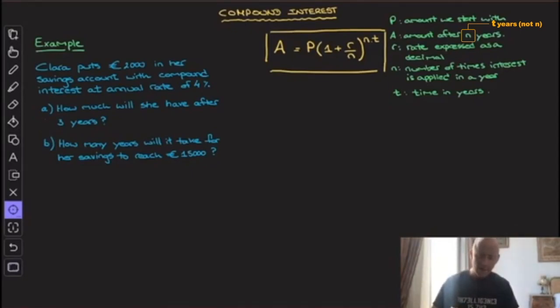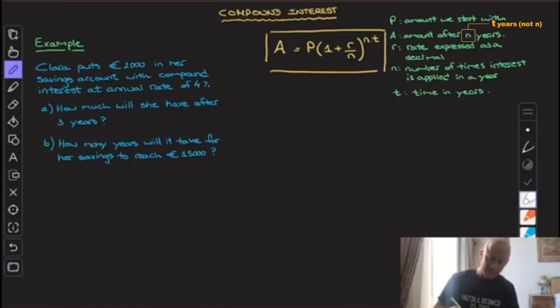We're asked, how much will she have after 3 years? Okay. Well, let's see. Given that this is a compound interest problem, we're told in the question compound interest with an annual rate of 4%, we know that this is the formula we have to use.